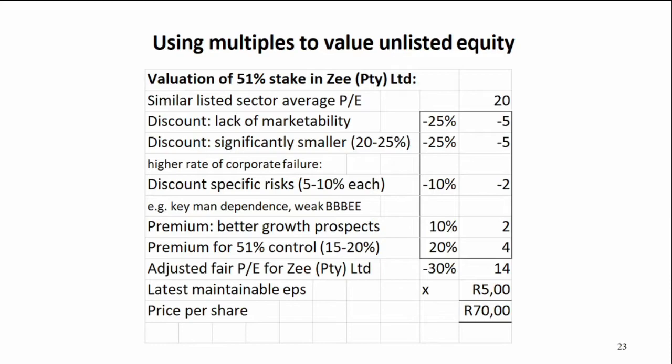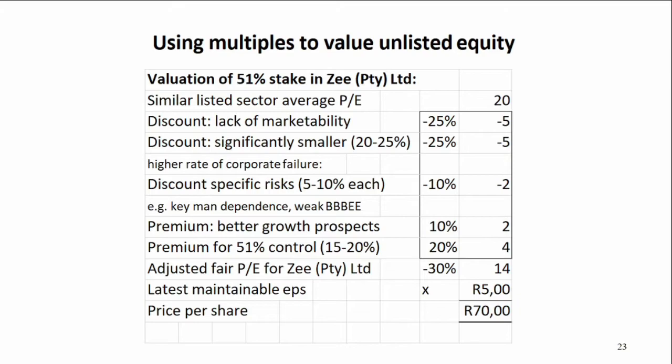Once we have made all of our adjustments to the listed PE ratio, we will obtain an adjusted fair PE ratio for ZPTY Limited, and this can then be multiplied by the latest maintainable earnings per share of 5 Rand, which was given to us in the scenario. So this will give us a price per share of 70 Rand. So as you can see, we are not willing to pay 100 Rand per share, whereas the likely value of ZPTY Limited is closer to 70.